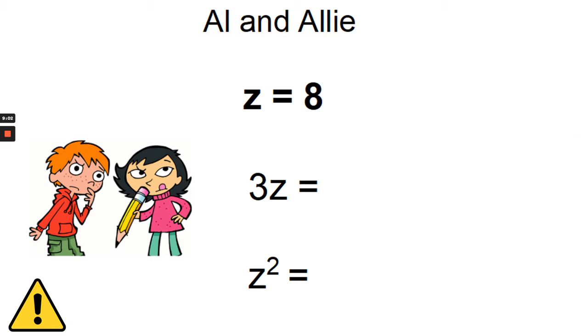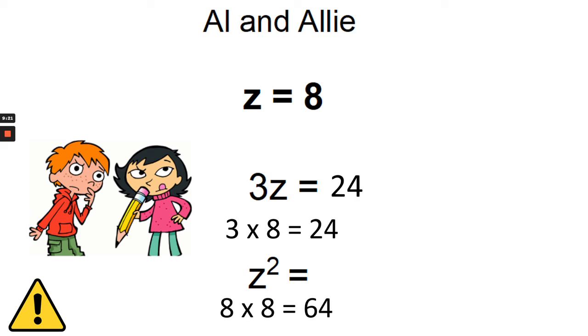All right, let's see how we got on. Do you remember from last time when we see a number right next to a letter, it means multiply them together. 3z means 3 times z, and z means 8. 3 times 8, 24. For our next one, z squared means 8 times 8. Z is equal to 8. 8 times 8 is 64.